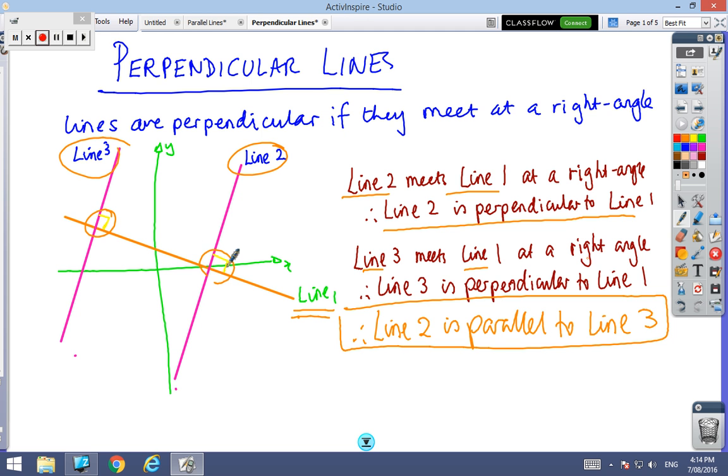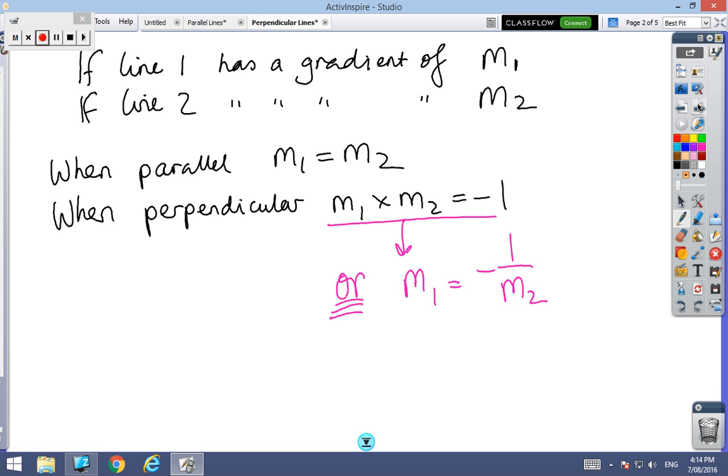And just as a sideline, if they're both perpendicular to line 1, then line 2 and line 3 are going to be parallel to each other. But that's not so critical. Just need to know that if two lines meet at a right angle, they're perpendicular. Okay, so copy that and come across.